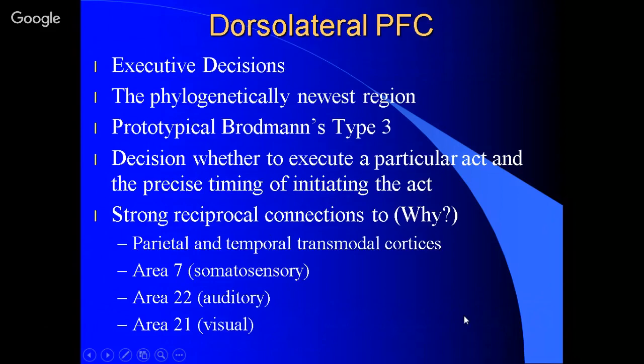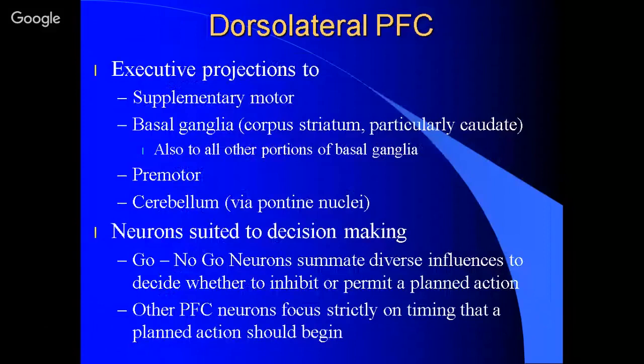We showed this nice drawing from last year. We've already been through this. They project to supplementary motor. They project down to basal ganglia. They project to the premotor area. They project to the cerebellum, so everybody knows what to do for a smooth, coordinated motion, even if that motion is no more than to say, okay, I just wanted to show you I could stand up and talk at the same time. But all of my basal ganglia and cerebellum have to know what I plan to do in order to do that properly.